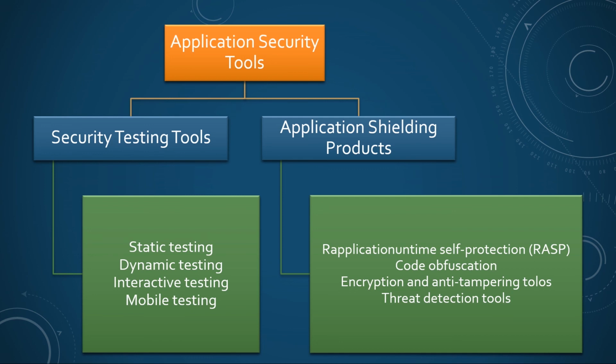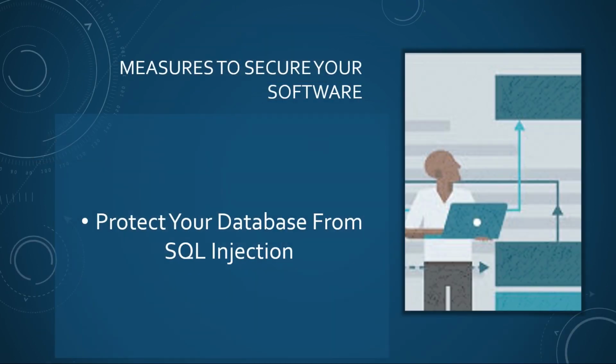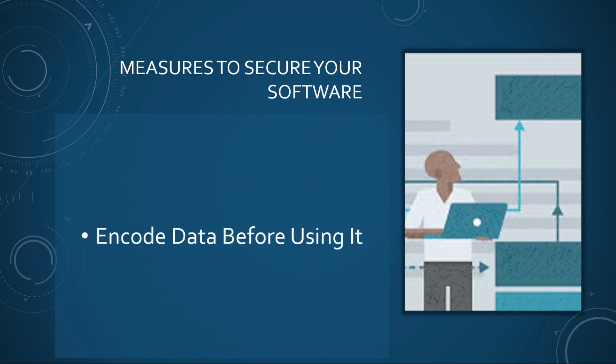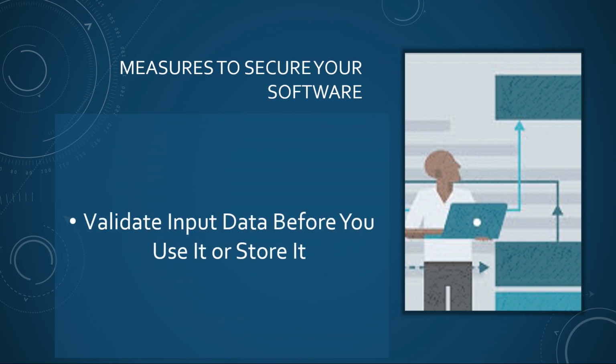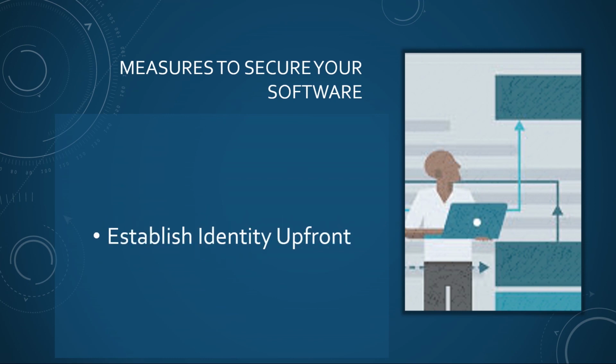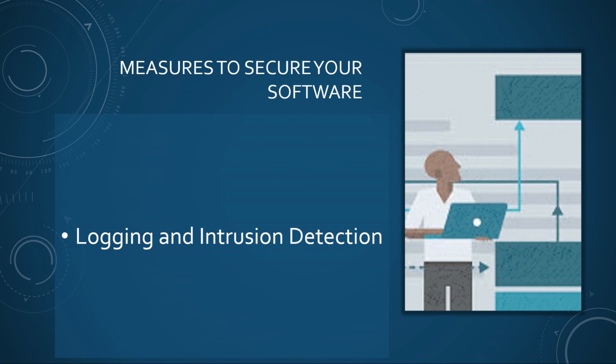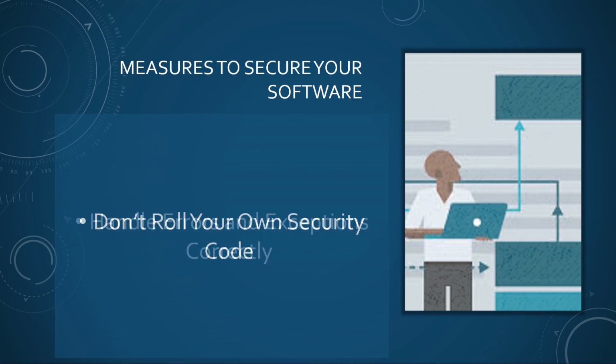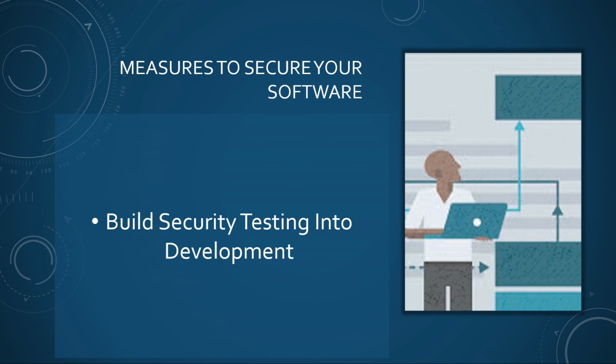And we have some measures to secure your software. One of these is to protect your database from SQL injection. The next one is to encode data before using it. Another is to validate input data before you use or store it. The other one is access control, denying by default. Establishing identity upfront to protect data and privacy. Logging and intrusion detection. Don't roll your own security code. Handle errors and exceptions correctly, and build security testing into development.